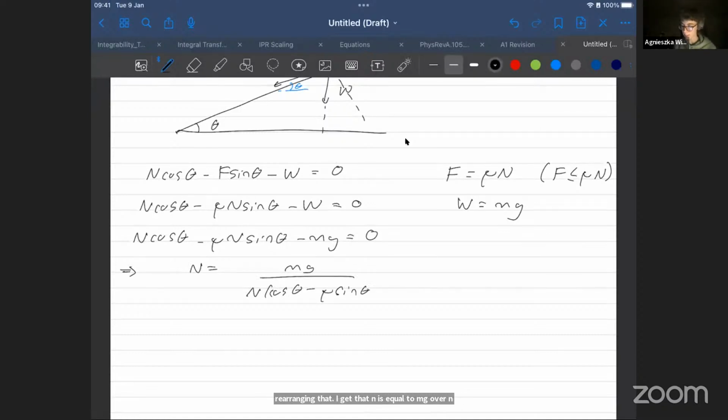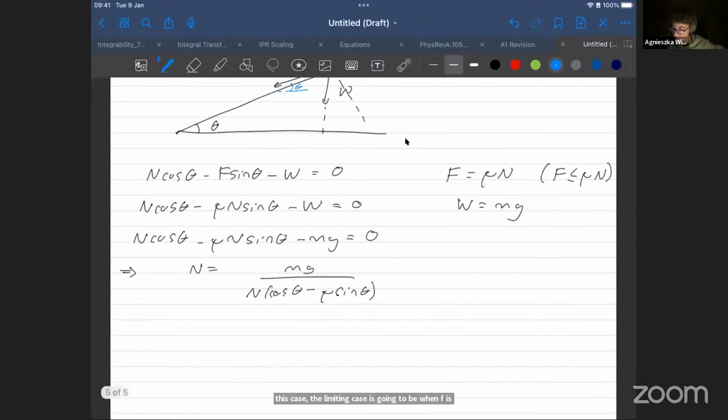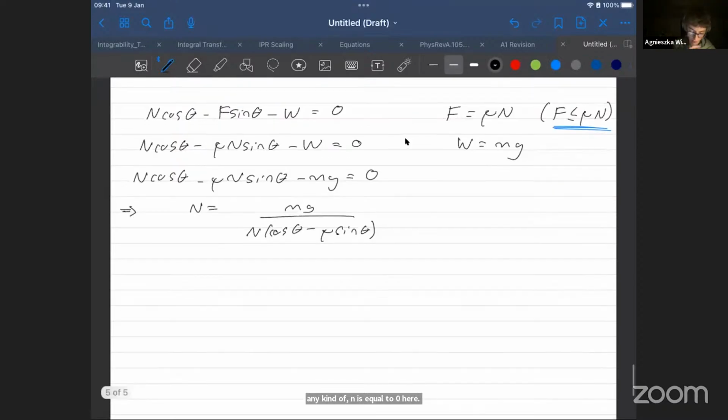And again, I'm saying that because the question asks what's the fastest speed, right? And in this case, the limiting case is going to be when F is equal to mu N. As the speed slowly increases, this is what's going to be satisfied. But the highest speed possible is when the friction is just as strong as possible. And if you increase the speed even more, it will just fly away. So that is the limiting case. We're not going to have any kind of N is equal to 0 here. It's more friction that's limiting it, not the reaction force.